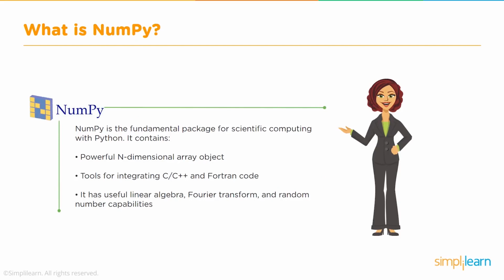This again, as the name suggests, the num comes from numbers. So it is a mathematical library, and one of its key features is the availability of an n-dimensional array object. That is a very powerful object, and we will see how to use this. And then of course you can create other objects and so on. It has tools for integrating with C++, and it also has linear algebra and Fourier transformation and so on, all these scientific capabilities.